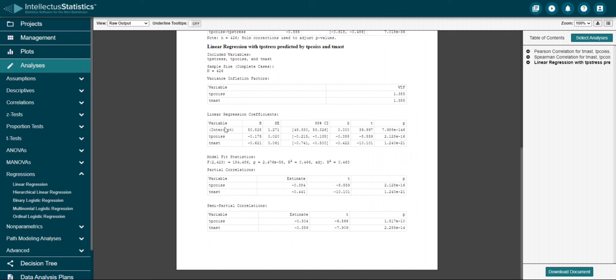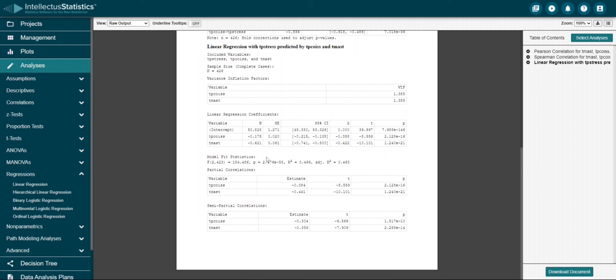So as this table is arranged, the very first row is the intercept. So that's the y-intercept value in our linear regression equation. And then we have the slope value for our first x variable, which is total control. And we can see what that slope value is. And then here's total mastery, and we can see what the slope value is for that x variable.